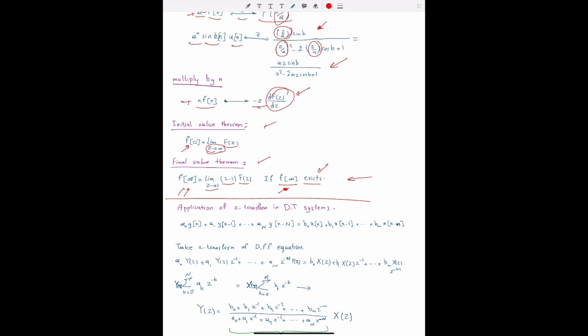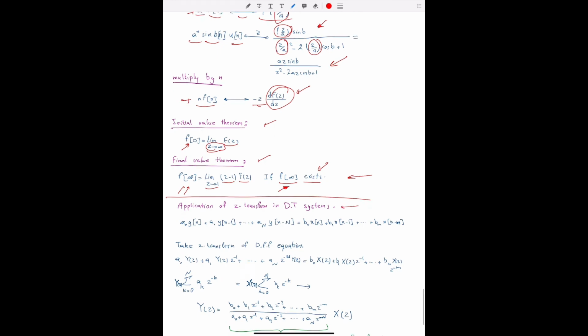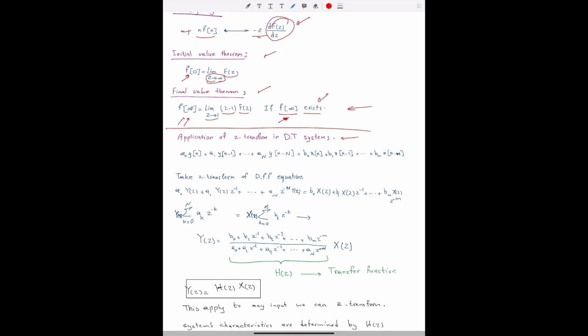Okay, so now the application of the z transform in discrete systems. How do we actually apply the z transform in discrete systems? Let's consider a case where we have a difference equation. If you recall, we introduced the difference equation. We had the y terms on the left-hand side and the x terms on the right-hand side, multiplied by some constants, a0, a1, and then b0, b1 to bm, right?